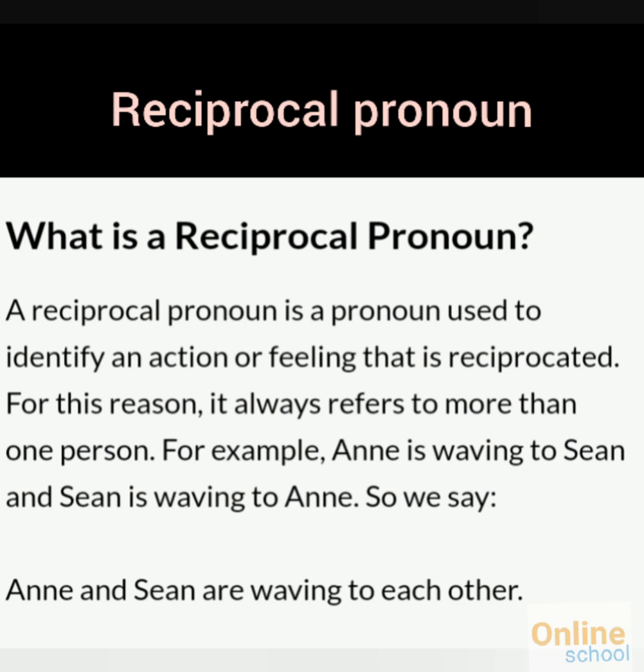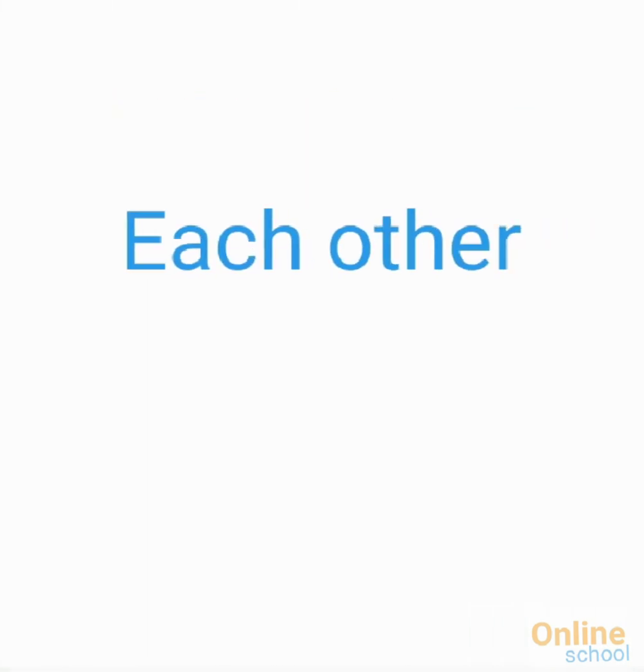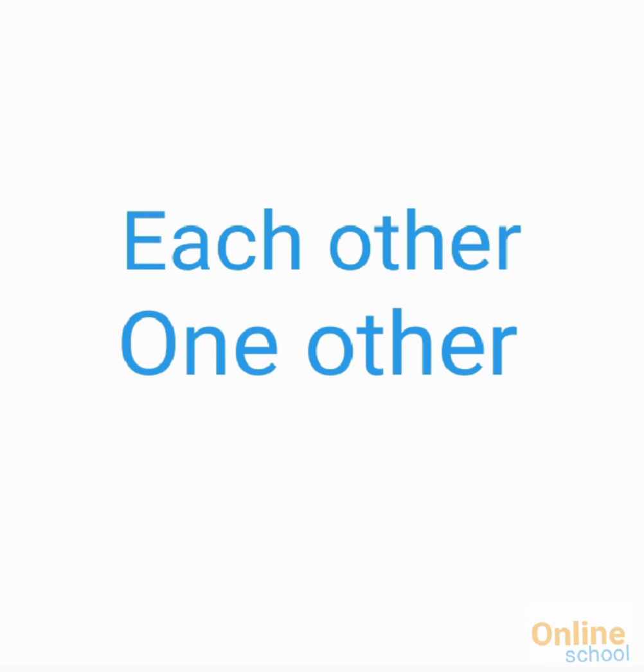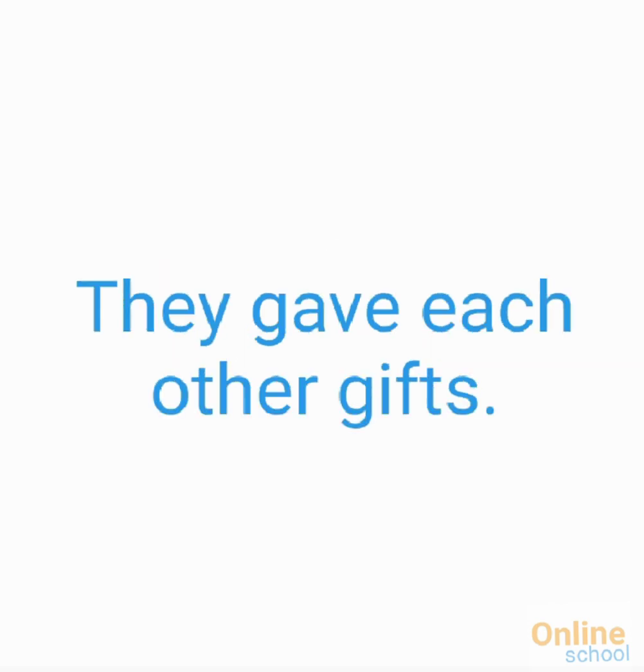So, what pronouns are reciprocal pronouns? Actually, the two reciprocal pronouns are phrases, not individual words, and they are each other and one another. In order to use them, there must be two or more people, things, or groups involved, and they must be performing the same action. Example, they gave each other gifts.